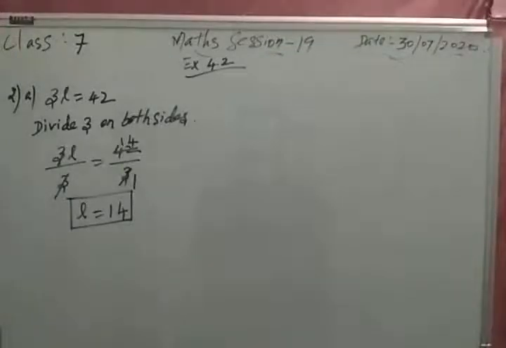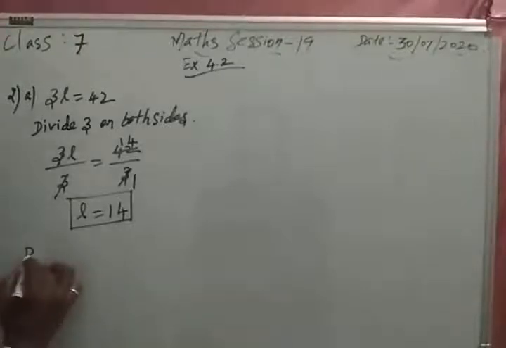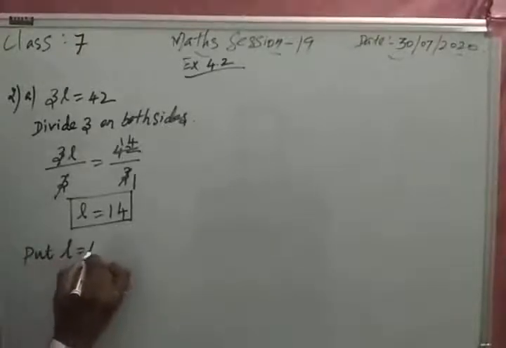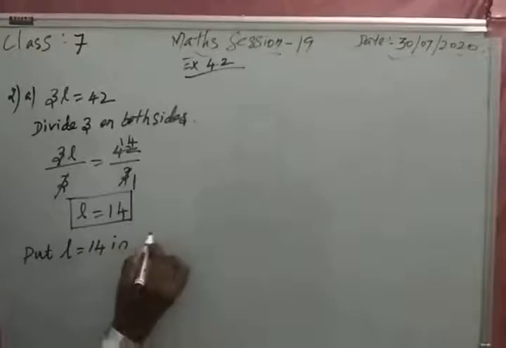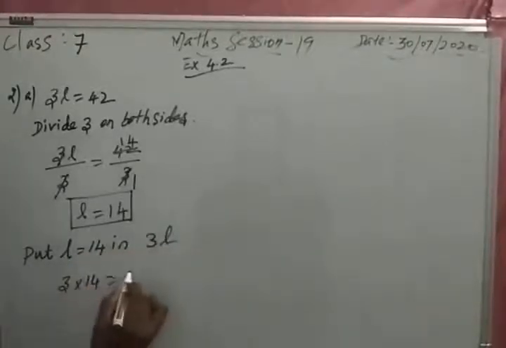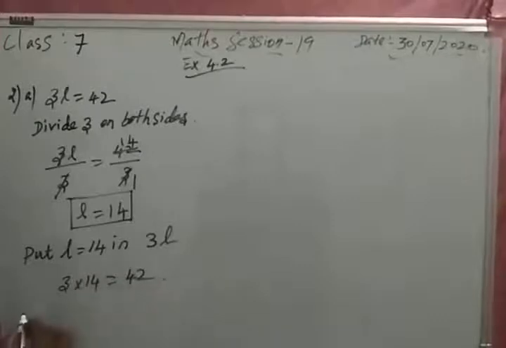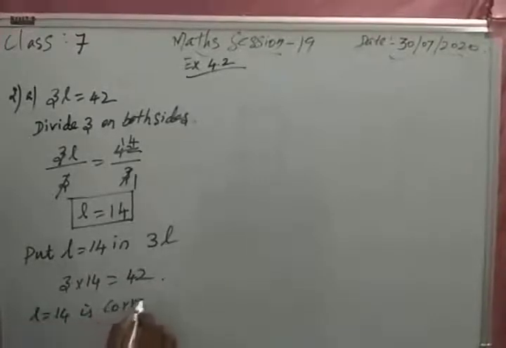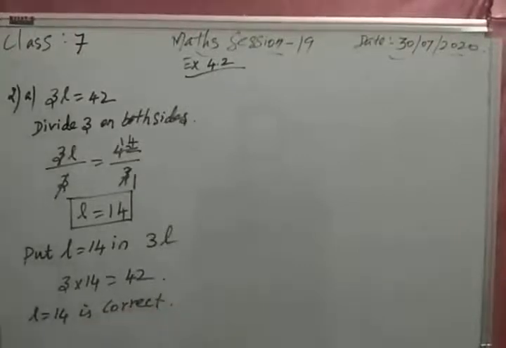Next, what do we have to prove? We have to prove L is equal to 14. Put L is equal to 14 in 3L. So 3 into 14 is equal to 42, of course. So L is equal to 14 is correct.